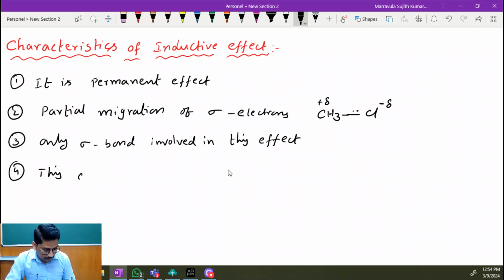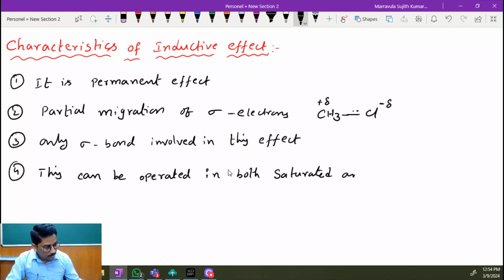Okay, so the fourth one is this can be operated in both saturated and unsaturated hydrocarbons. This is the fourth one.